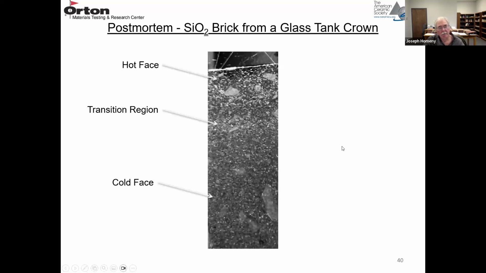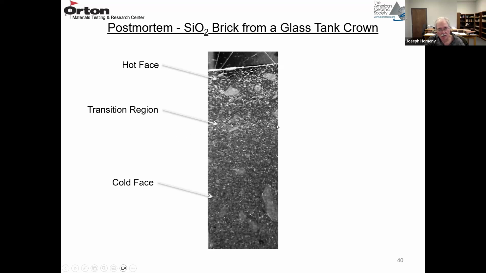I have an example of a silica brick that was taken from a glass tank crown. We'll go through this today, and next time we'll look at the postmortems of some AZS bricks in the bottom of a glass tank. But right now, this is a silica brick from the roof. This is the actual hot face, and this is the entire piece that was left. So it's a low magnification. This is where the top of the roof is, the cold face. This is the hot face.